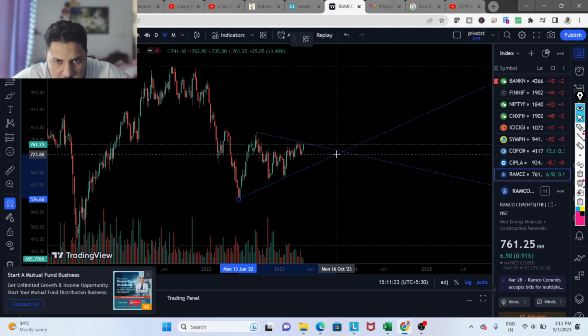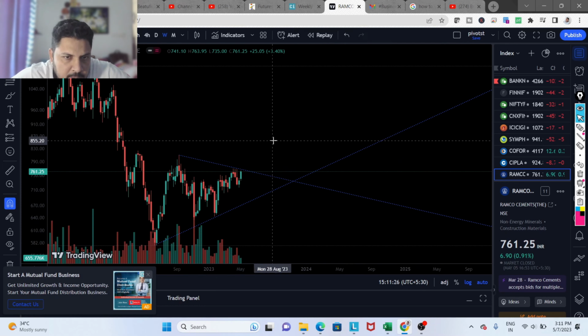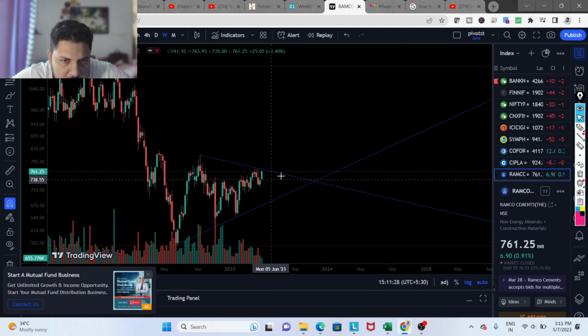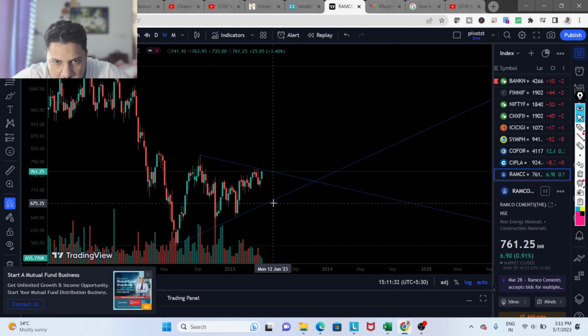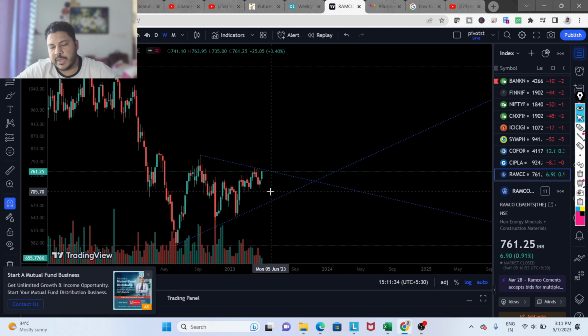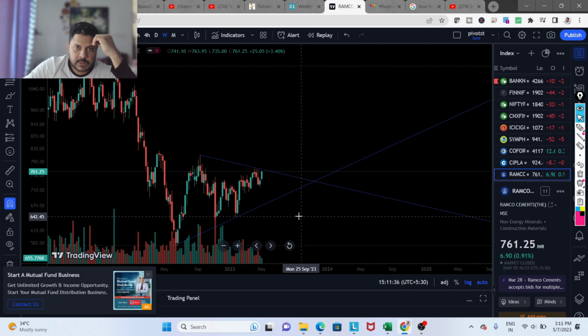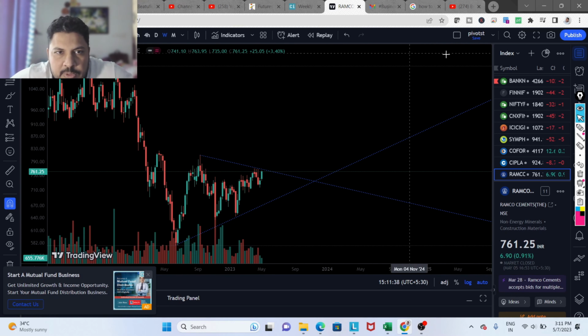breakout or not. Okay, so again this is a pattern which is formed. Any candle which is going above or below, above will be a long entry and below will be a short entry. So do not trade in between this channel. Okay, so that's it for this week, guys.